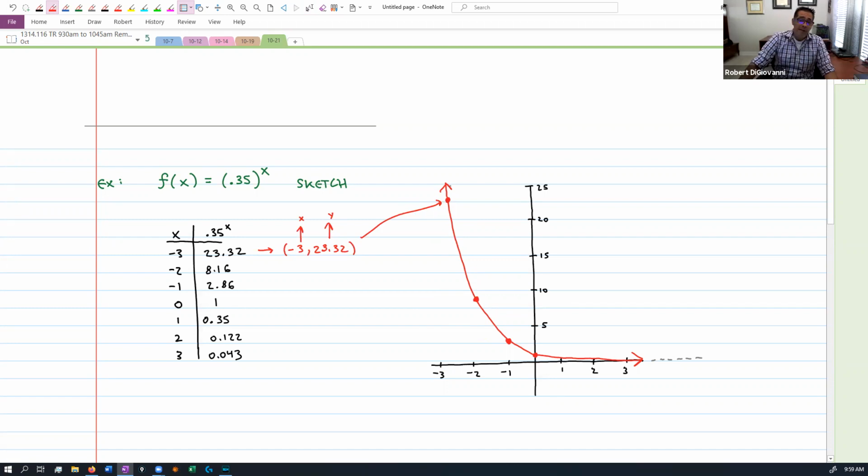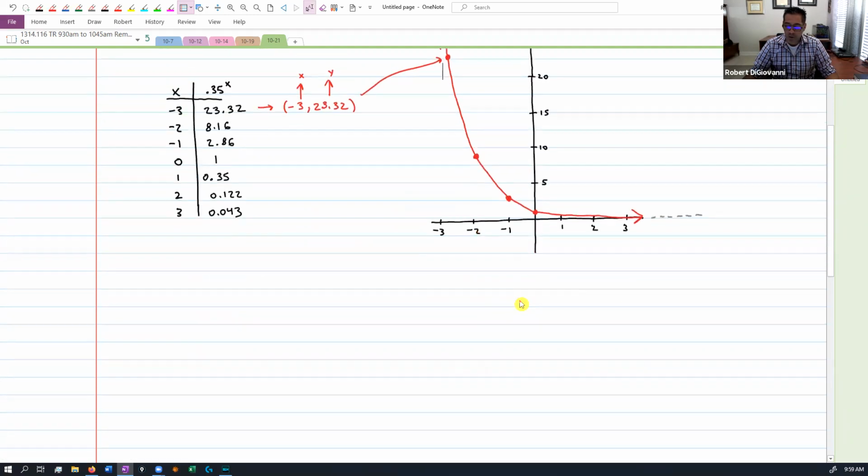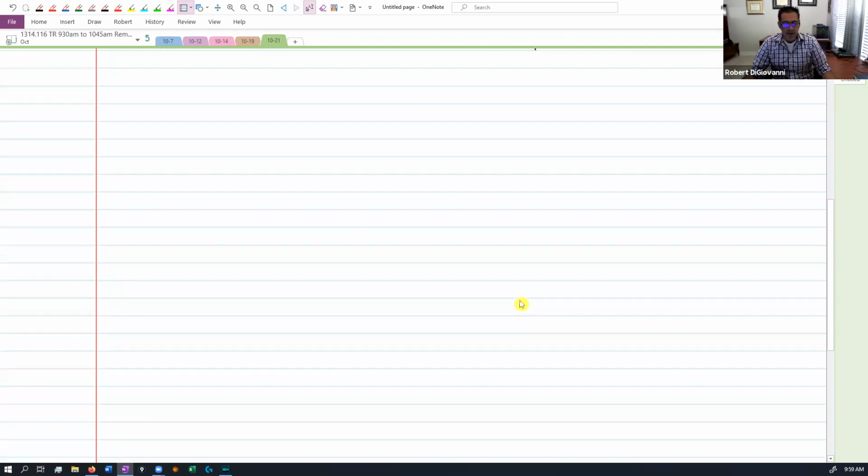Okay, so graphing these is not that big of a deal. Would you agree? I mean, compared to the things we have done, this is just calculator stuff, and then a little bit of thinking to draw your graph. All right, so we move on. The next thing I need to talk about is two very special exponential functions.